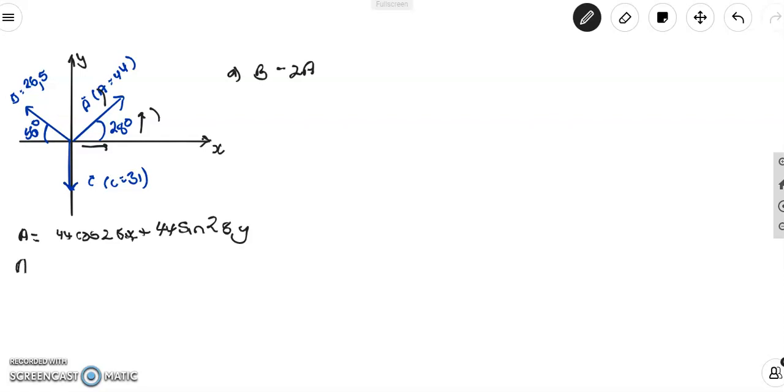So A is equal to, let me punch this into the calculator, 44 cos 28. A is equal to 38.8x plus 44 sine 28, which is plus 20.7y. Now we move on to B.